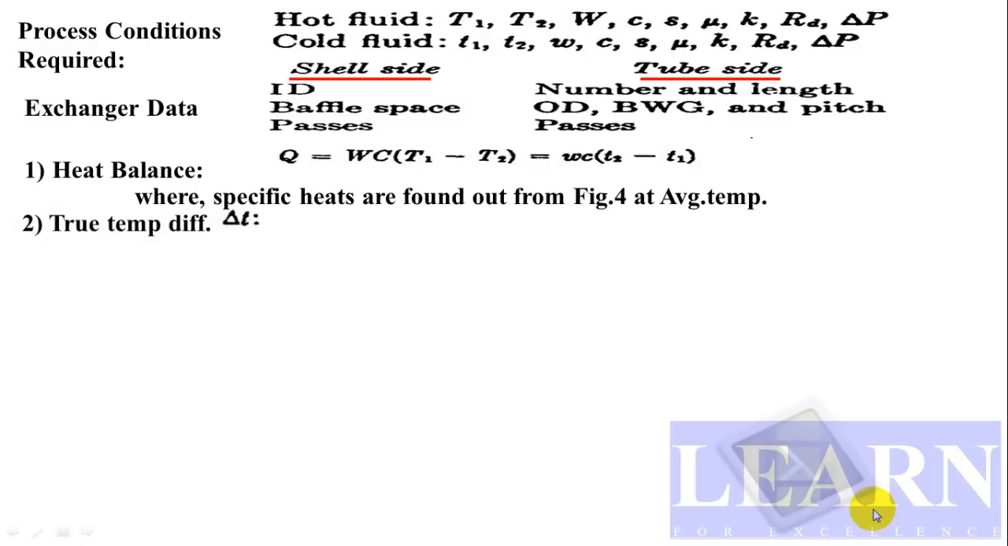Next, the next step will be true temperature difference, that is delta T. So in order to find out true temperature difference, we need to find the LMTD here. LMTD is equal to (delta T2 minus delta T1) divided by ln of (delta T2 by delta T1). Next, after finding LMTD, we are going to find the value of R and S. The formula for R and S is given over here. R is equal to (T1 minus T2) divided by (t2 minus t1), and S is equal to (t2 minus t1) divided by (T1 minus t1). So here 1 represents the entry fluid temperature and 2 represents exit fluid temperature.